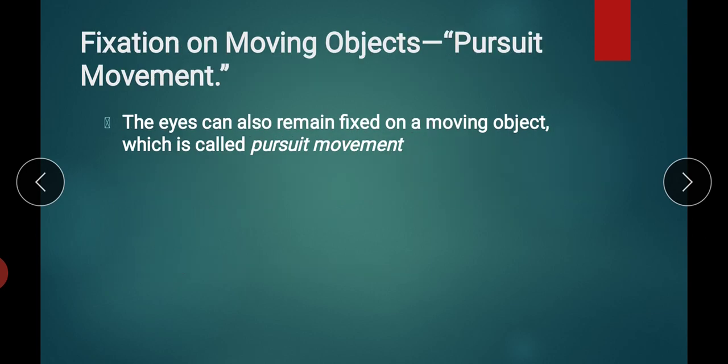Another movement is fixation on a moving object, which is known as the pursuit movement. The eye can also remain fixed on the moving object. Our eye has the ability to focus on a moving object. Suppose you are focusing on an object which is moving. Initially you require a few seconds or minutes to locate that object which is already in motion, okay. But once you fix your gaze on that moving object, your eyeball can follow that object.